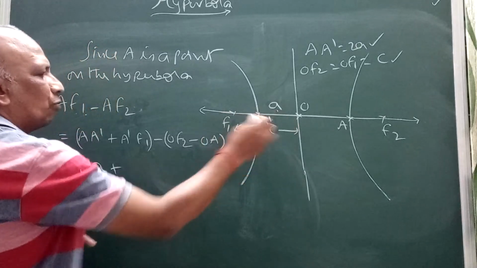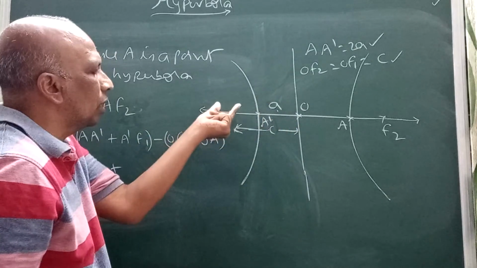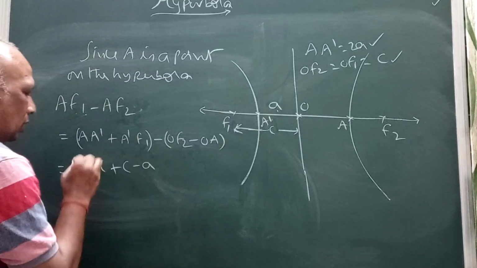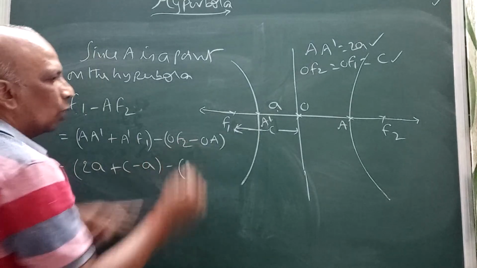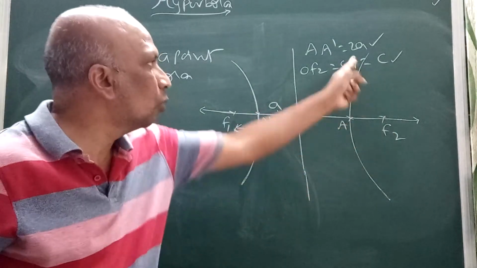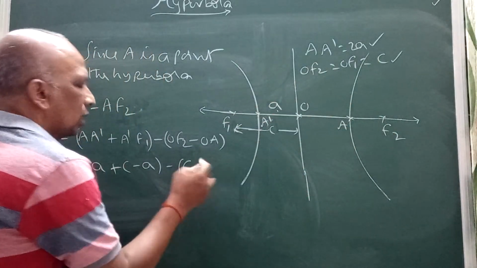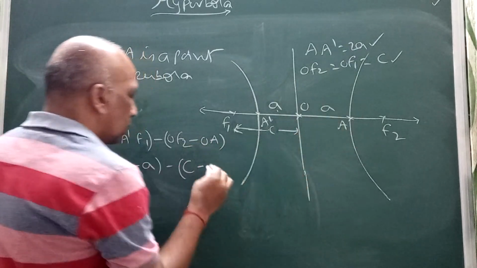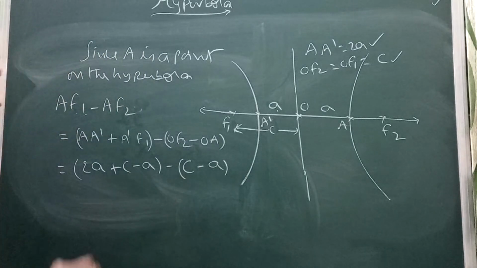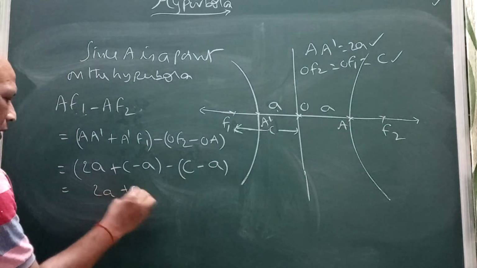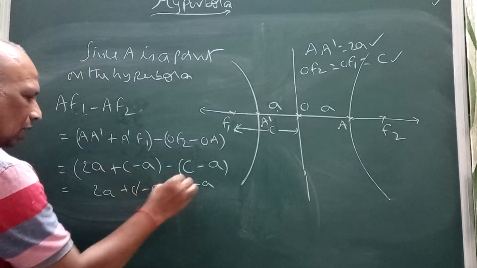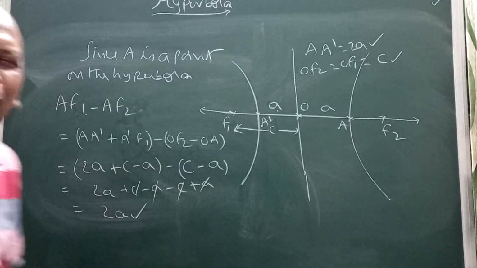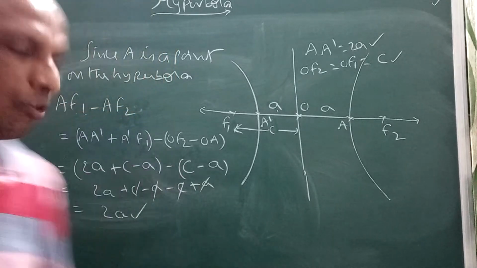So A dash F1 will become C minus A. You can see this: C minus A, minus O F2. What is O F2? O F2 is C. So minus C minus OA. When I'm talking about OA, this is also A, right? Now you simplify. I get 2A plus C minus A minus C plus A. Those get cancelled. This is equal to 2A. Correct. The difference of the focal distances is constant, which is equal to 2A.